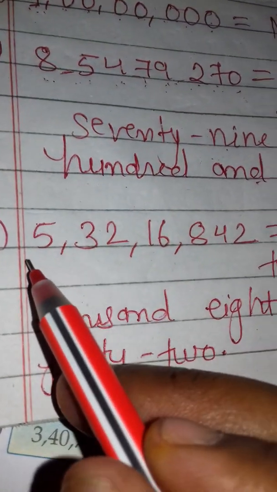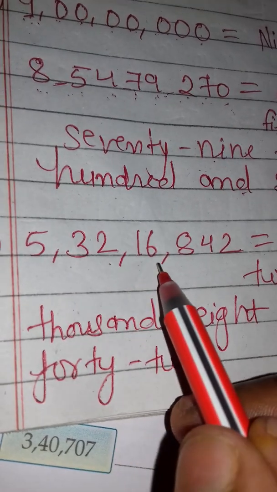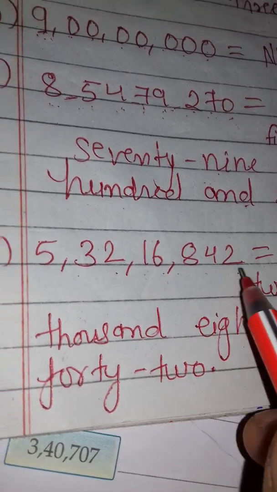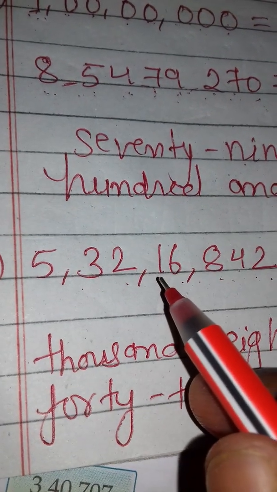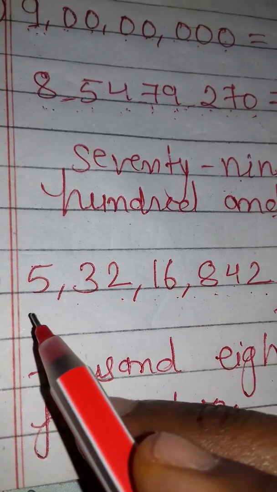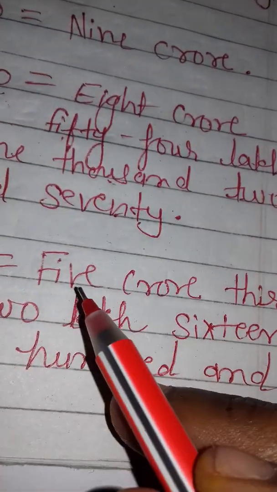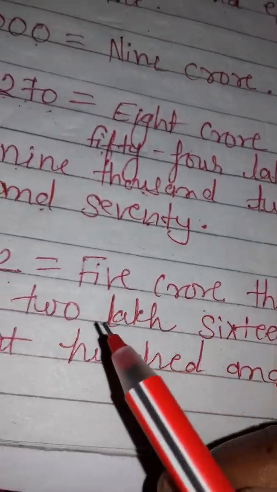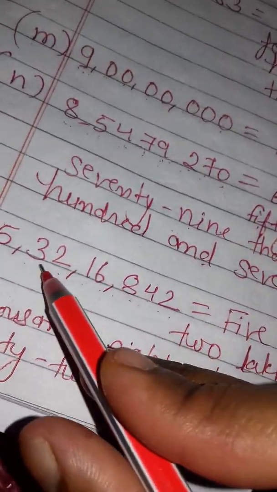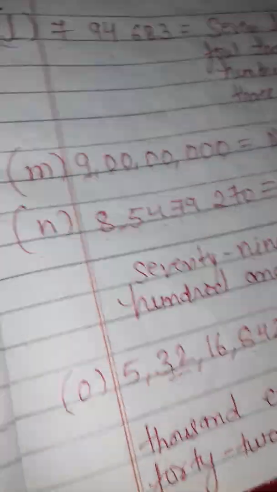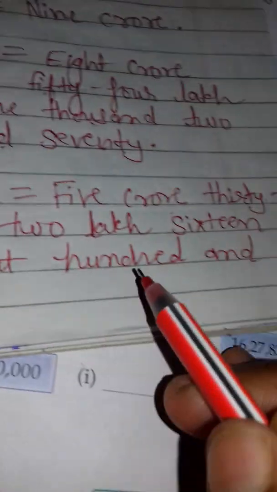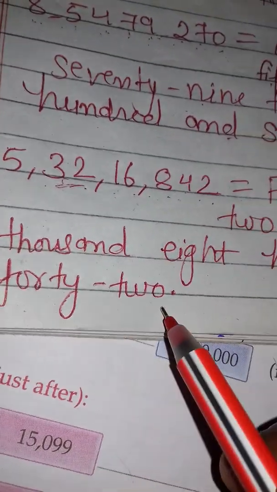O. 53216,842. So let us see the places of all the digits: ones, tens, hundred, thousand, 10,000, lakh, 10 lakh, crore. So how will we write it? 5 crore 32 lakh 16,000, 16,842.